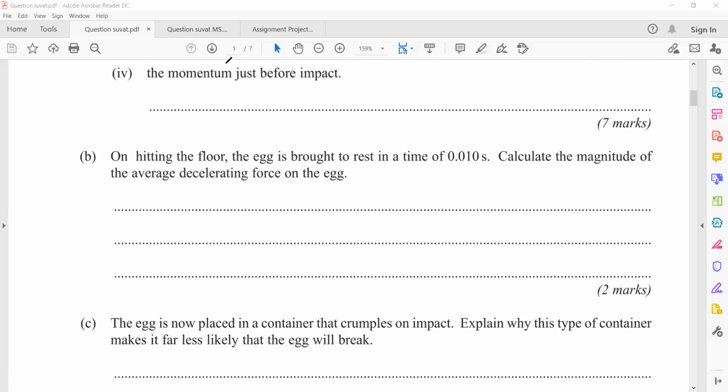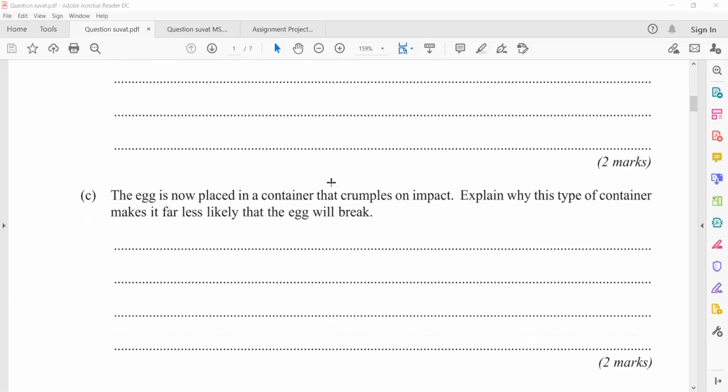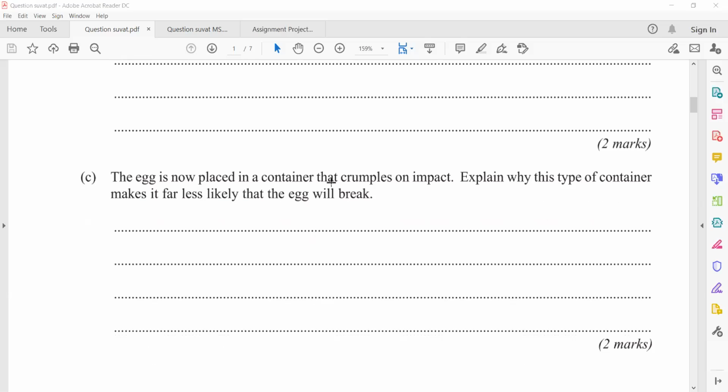Now they mention the egg is placed in a container that crumples on impact, which means it will deform. Explain why this type of container makes it far less likely the egg will break. Because if something crumples, it is absorbing energy. So when it is absorbing energy, less energy is transferred to the egg, so the egg experiences a smaller force. Like what happens as this egg hits, it crumples, it deforms, it absorbs energy, so the egg experiences a smaller force.